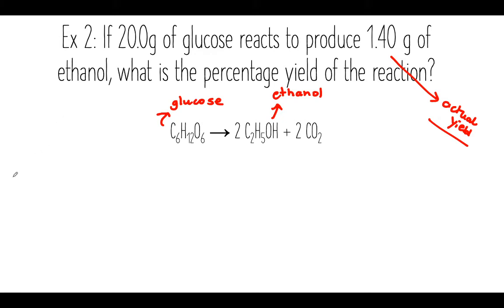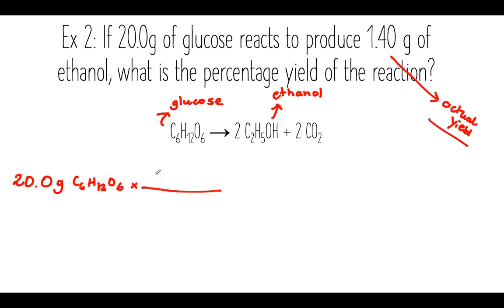So I've got 20 grams of glucose. I need to figure out the theoretical yield. How many grams of ethanol could theoretically be produced if I have 20.0 grams of glucose? So I'm going to use my stoichiometry. So 20.0 grams of glucose, C6H12O6.